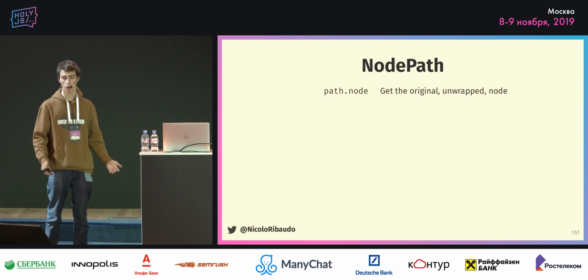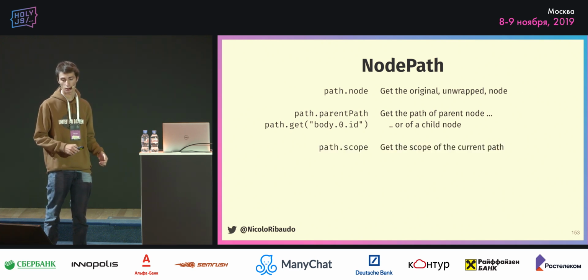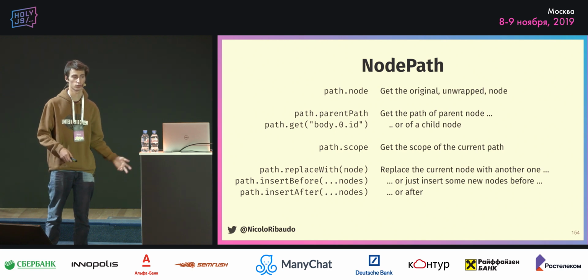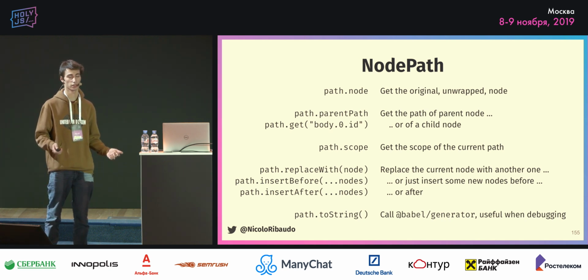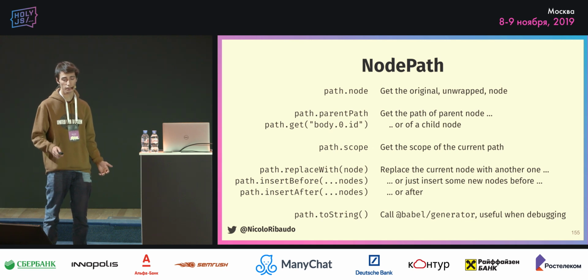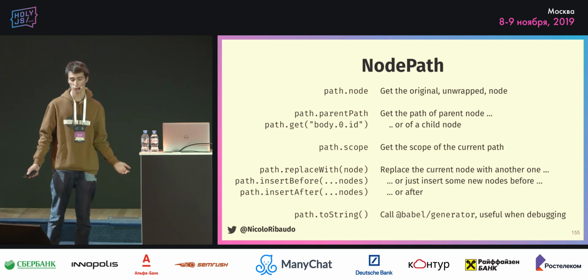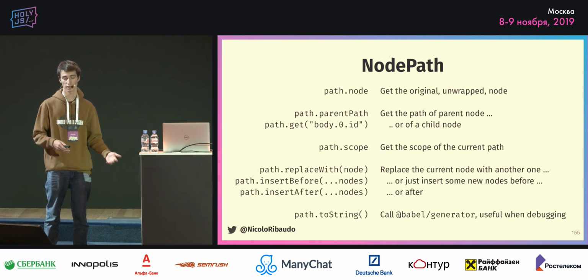This node path has a lot of utilities. For example, the path.node property allows us to get the original node. We also have utilities to walk in the AST to get the parent, or we can get a deep child specifying the walk path. We have path.scope, which exposes all the scope-related utilities. And we have a few methods to remove nodes, replace them, or insert them. Lastly, the path.toString method, which isn't used in a published plugin, but it's really useful when debugging, because understanding what a node path represents can be hard because it's a big JSON object, but with path.toString, we can print it, generate the corresponding code so that we can quickly see if there is a problem.